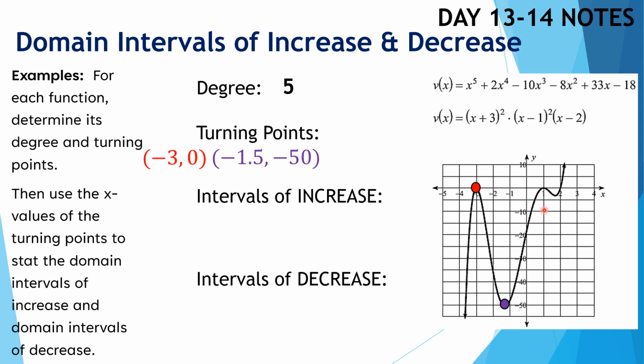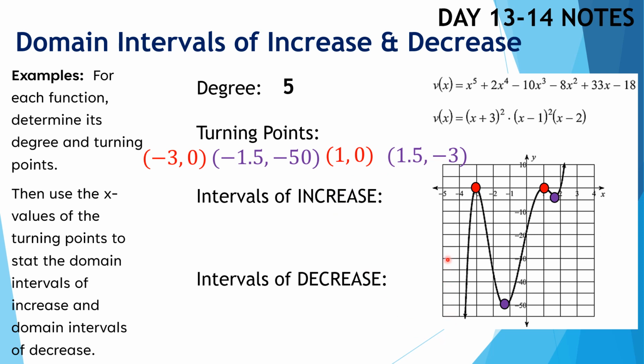Our next turning point, again, is at another x-intercept at 1, 0. And our final one is really, really close to the x value equaling 2. So I think we're going to go ahead and say, let's say 1.5. So 1.5 and then about -3. Okay, so those are the turning points. I'm going to use those x values, -3, -1.5, 1, and +1.5 to split up the domain.